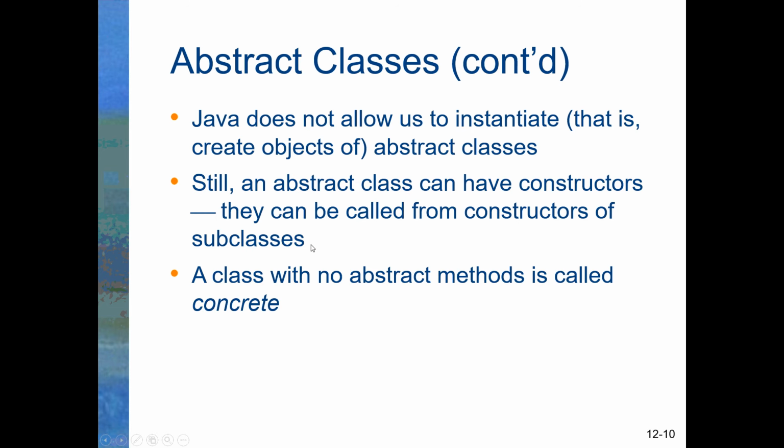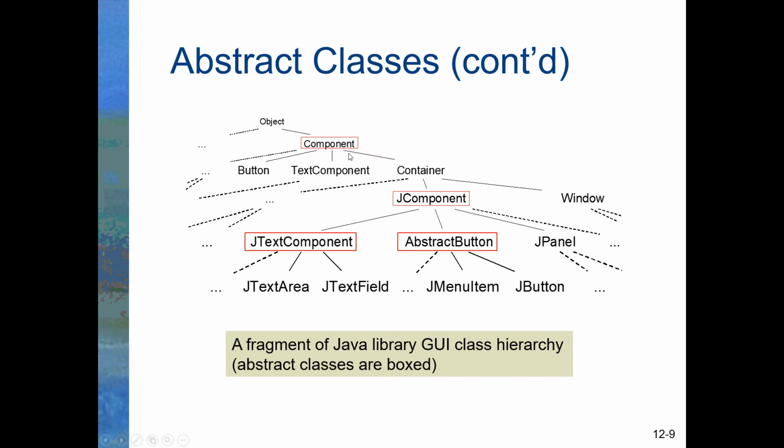So Java does not allow us to instantiate or create objects of abstract classes. I mentioned that before. An abstract class can have constructors. They can be called from constructors of subclasses. And a class with no abstract methods is called concrete. So when we come back to here, this is an abstract class because it has an abstract method in it, but these are concrete classes. These are concrete classes here because everything has been fully defined out. So I cannot instantiate an object of type component, but I can instantiate each one of these. But we can set up variables, and you'll see here in a second what I mean by that.